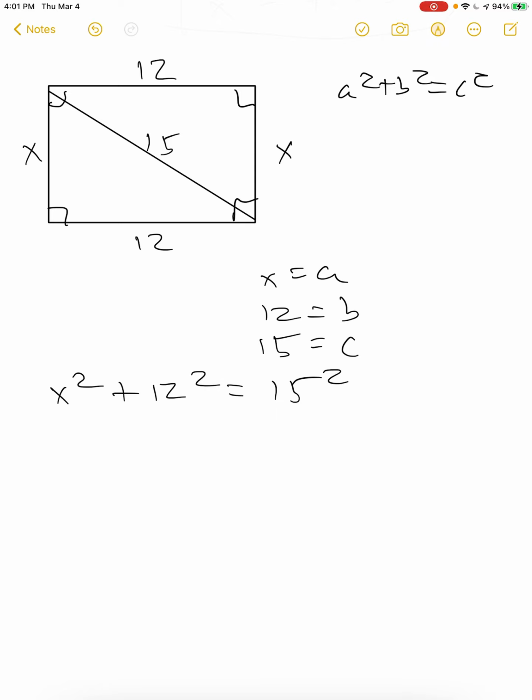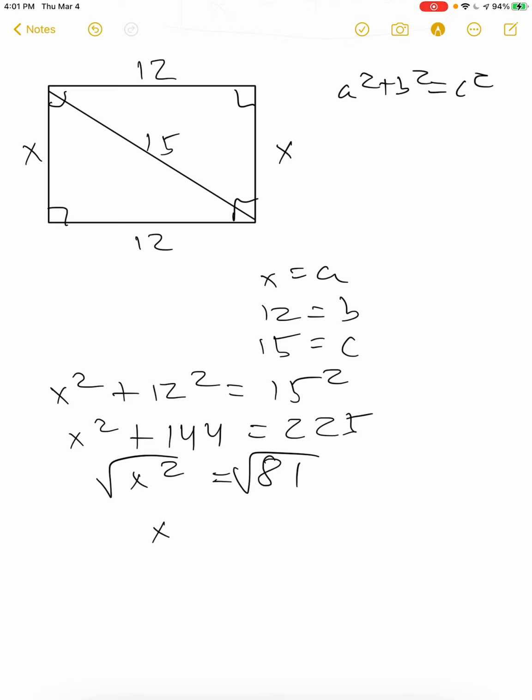So now when you simplify here, then you're going to get x squared is equal to 81. You take the square root. X will be equal to 9 in this case. So you can write 9, 9.